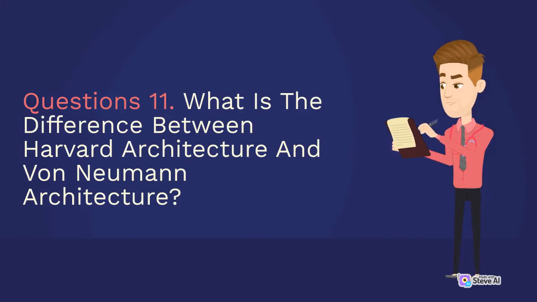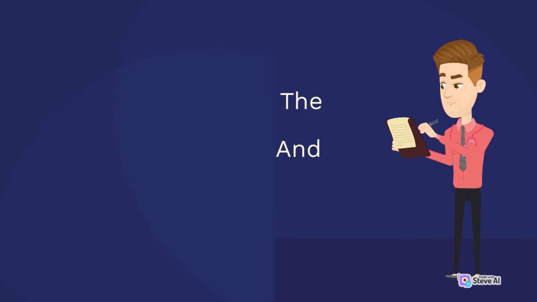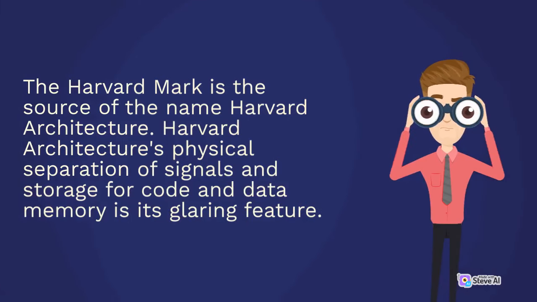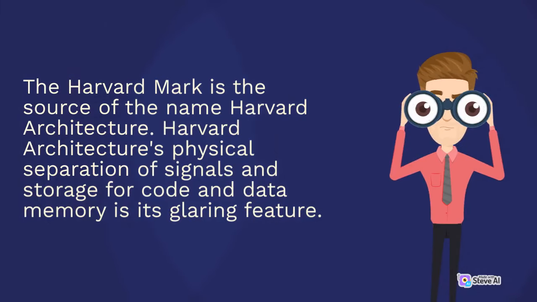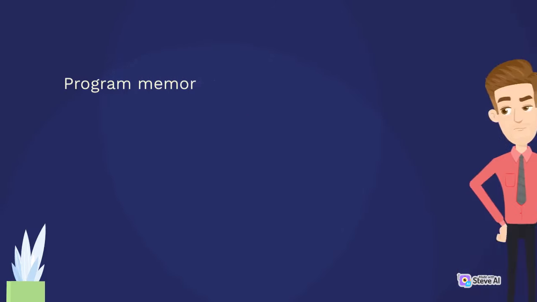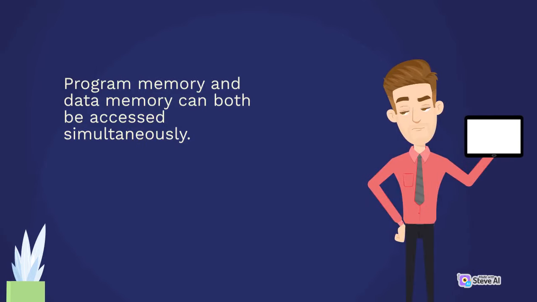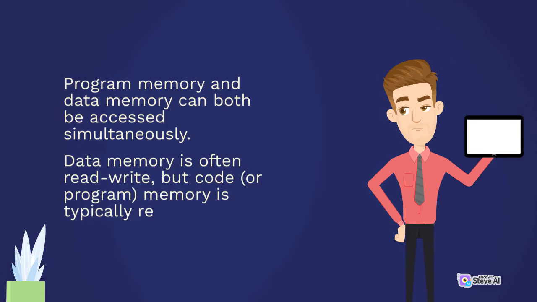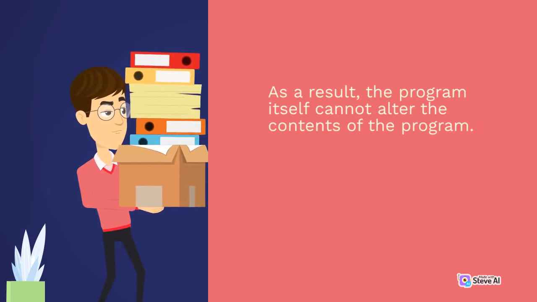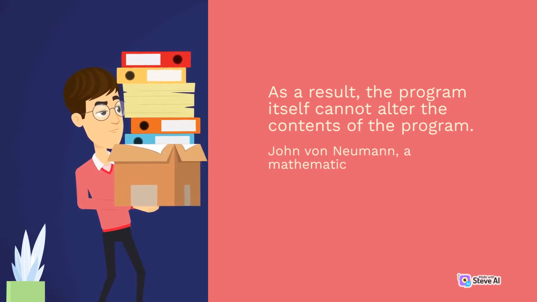Question 11. What is the difference between Harvard architecture and von Neumann architecture? The Harvard Mark is the source of the name Harvard architecture. Harvard architecture's physical separation of signals and storage for code and data memory is its glaring feature. Program memory and data memory can both be accessed simultaneously. Data memory is often read-write, but code or program memory is typically read-only. As a result, the program itself cannot alter the contents of the program.